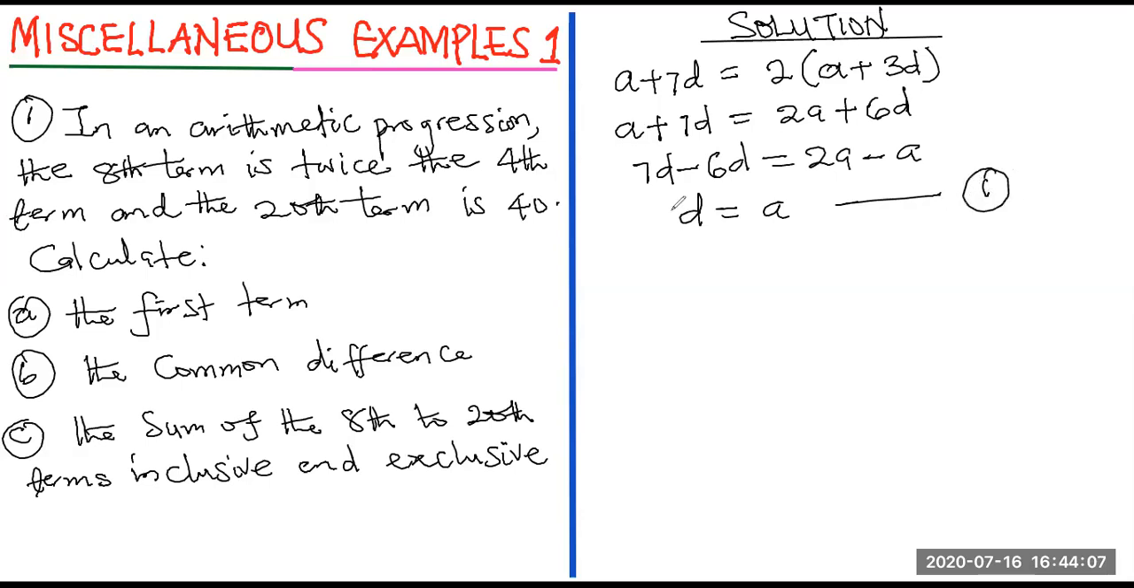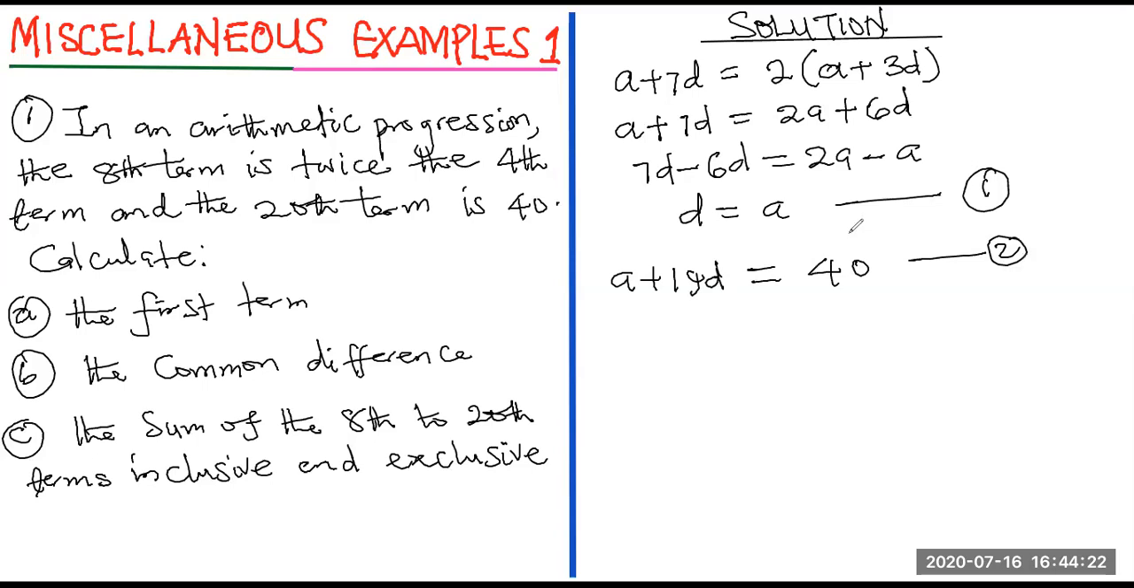Then what are we told again from the question? The 20th term is 40. The 20th term is going to give us A plus 19D equals 40. And this is equation 2.